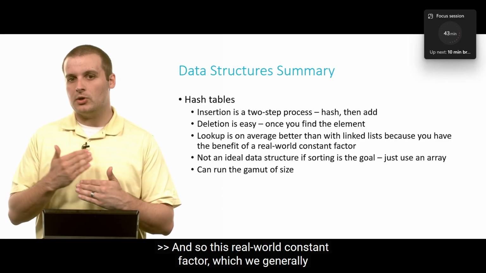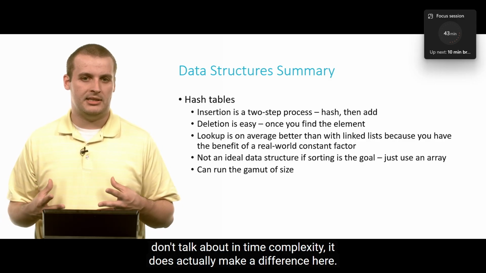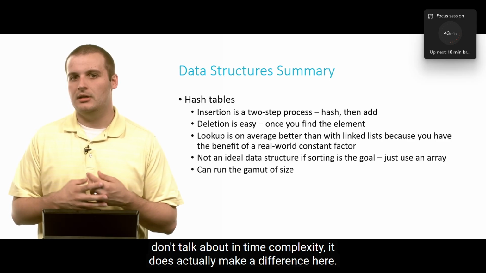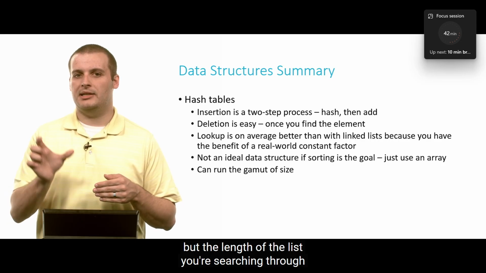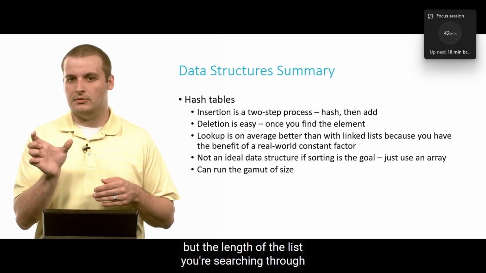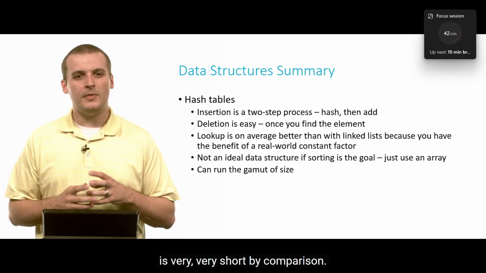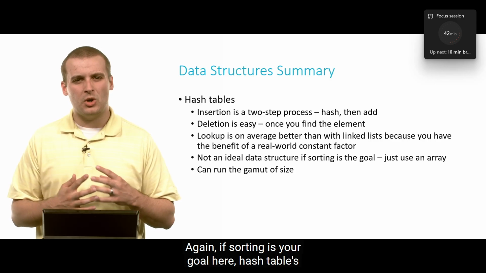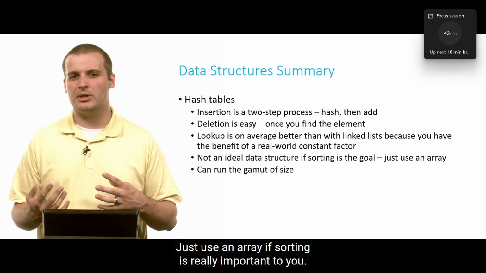And so this real world constant factor, which we generally don't talk about in time complexity, it does actually make a difference here. So lookup is still linear search if you're using chaining, but the length of the list you're searching through is very, very short by comparison. Again, if sorting is kind of your goal here, hash table is probably not the right way to go. Just use an array if sorting is really important to you.